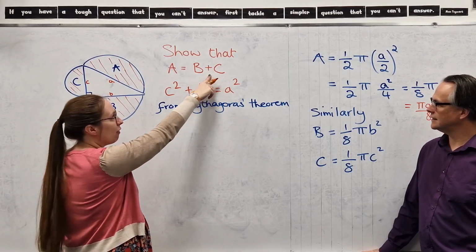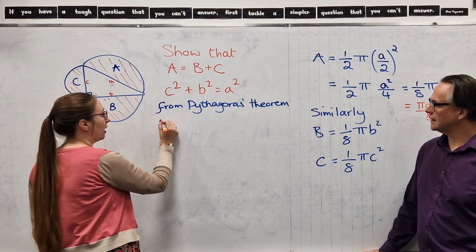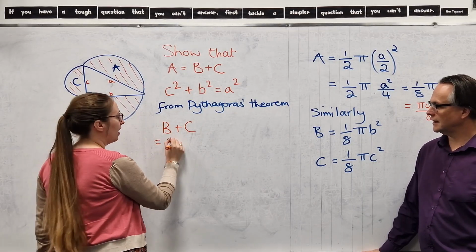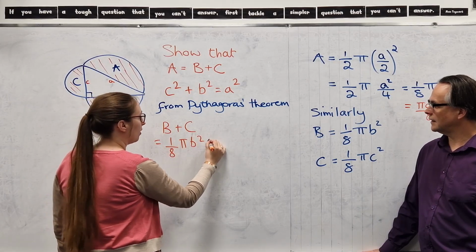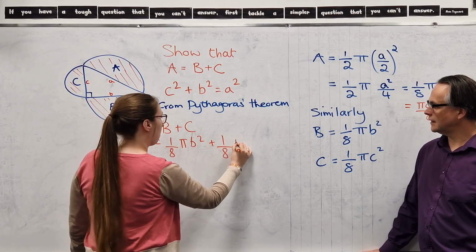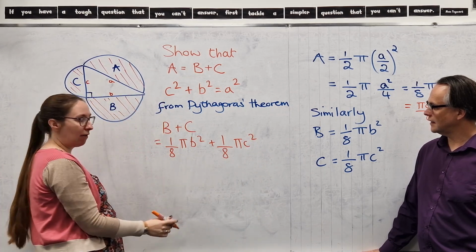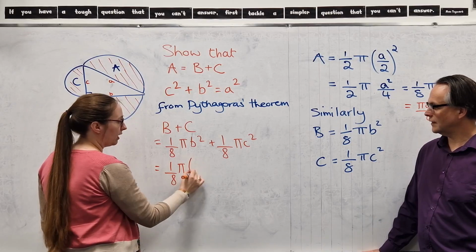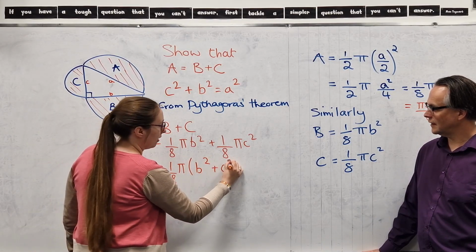So I'd start with the right hand side. So I'd do the area of B plus the area of C. Okay, so B plus C, I'll write it how Matt writes it, is 1/8 pi B squared plus 1/8 pi C squared. And then what you can do is you can see that they both have a common factor of 1/8 and pi. So you can take those out, and then that's B squared plus C squared on the inside.